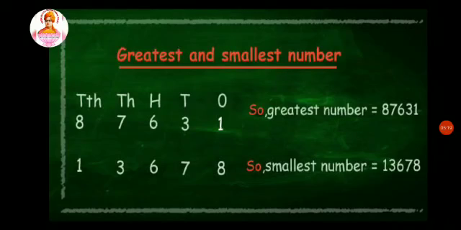Likewise, for the smallest number, I am going to arrange the same numbers in ascending order to get the smallest number. That means 1, 3, 6, 7, 8. Now I got the smallest number from the same digits which I used to make the greatest number. That is, now I got my smallest number, 13,678.